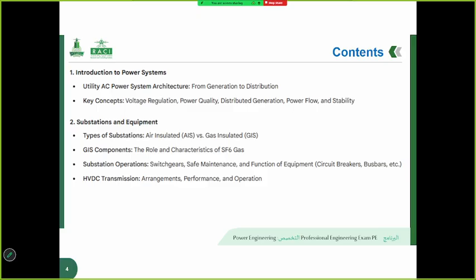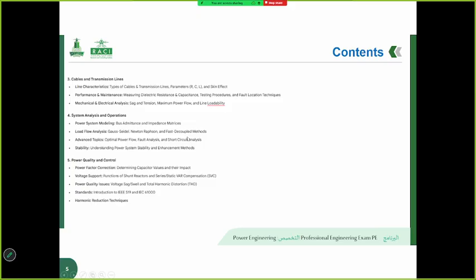HVDC transmission, finally, we will explore HVDC transmission, covering its arrangements, performance characteristics, and operational advantages. Then, in the cables and transmission lines section, we will discuss the critical components that form the backbone of the power grid. Line characteristics, we will cover the different types of cables and transmission lines, their fundamental parameters RLC, and the skin effect, which influences current distribution.